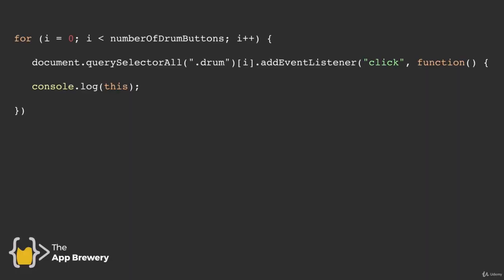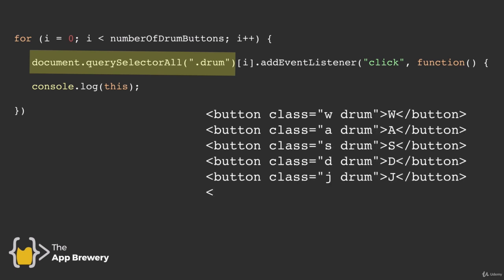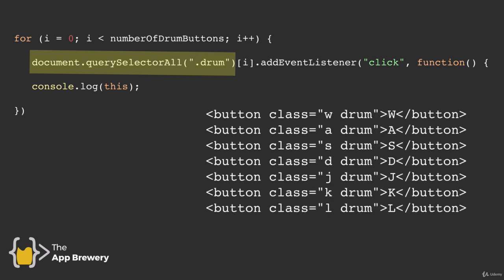Now there's quite a few lines of code that we've just written, so let's break it down so we can understand what's going on. So inside the loop, the first thing that we do is we look through the document and we try to grab all of the elements that have a class of drum. So that basically gets us all of those buttons that have that class of drum.